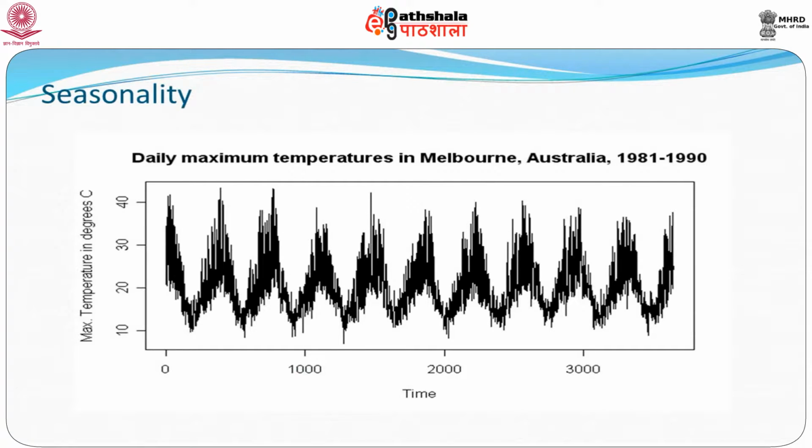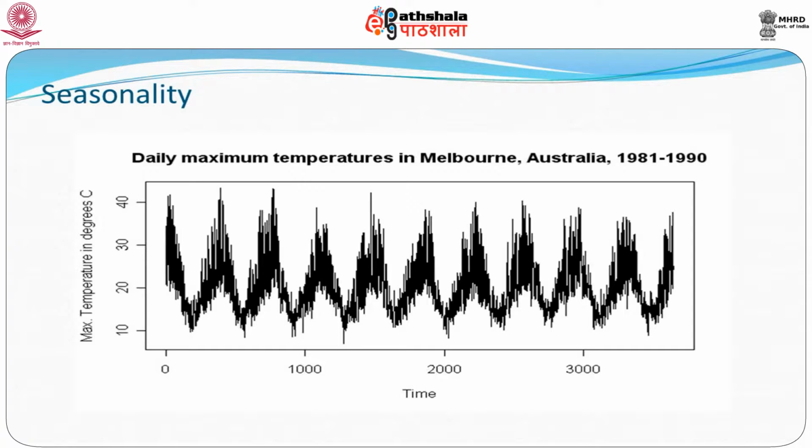As opposed to this, this is the daily maximum temperature in Melbourne in Australia between 1981 and 1990, and you will see that the maximum temperature has a cyclical structure. This is because in Australia, you have the winter during the months of May, June, July and August, when the maximum temperature would be low, whereas during the summer months of November, December, January, February, the maximum temperature would be much higher.